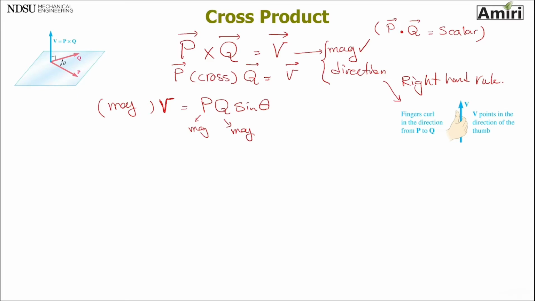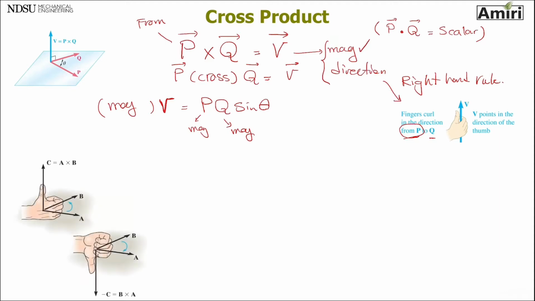You curl your fingers from P to Q, and it's important whether it's from Q to P or P to Q, because we're crossing P first, so it always starts from the first vector to the Q vector, and your thumb will point towards the resultant vector. As you can see, if we cross Q by P, then we have to curl our fingers from Q to P, and as a result, our thumb is going to point down.